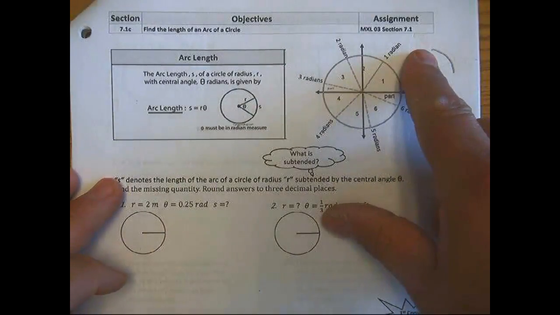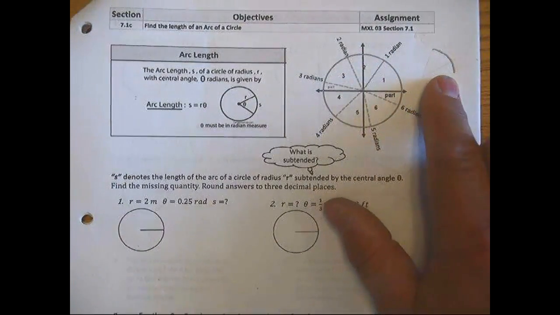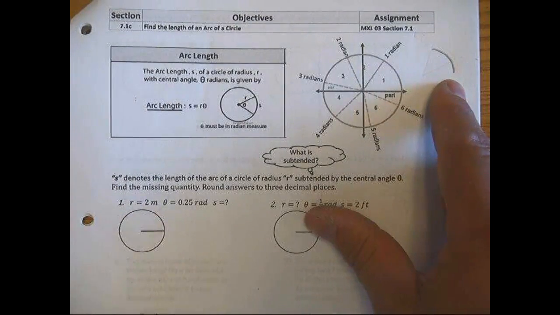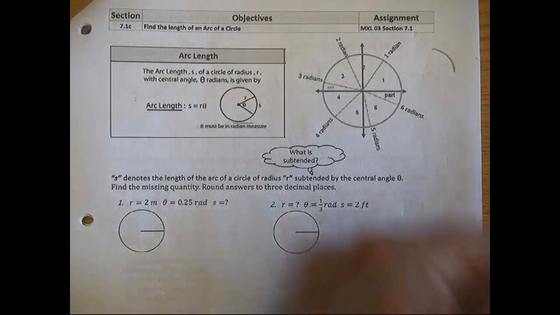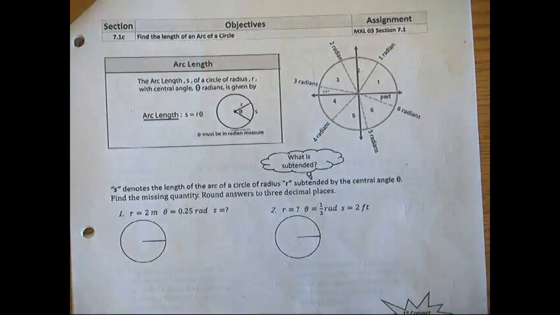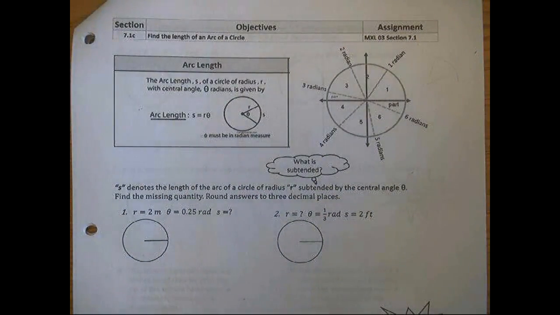Like your eyebrow is an arc. All right, so if we wanted to find the length of that, how long is your eyebrow? How long is this pizza crust? That's the same as finding the arc length. That's what we're working on today. All right, now the arc length is related to the radius. All right, and let me just show you.